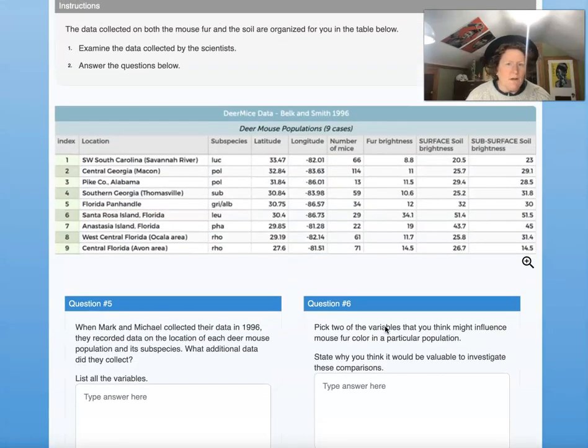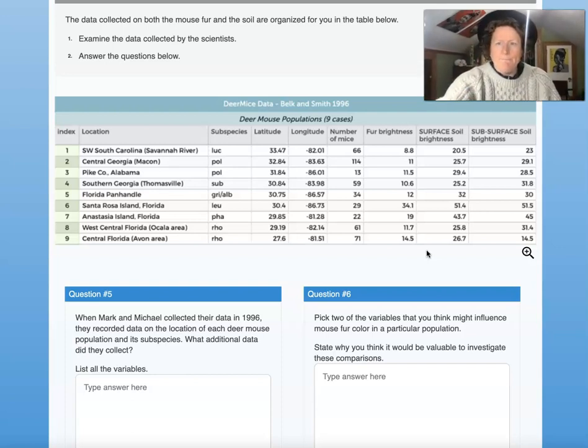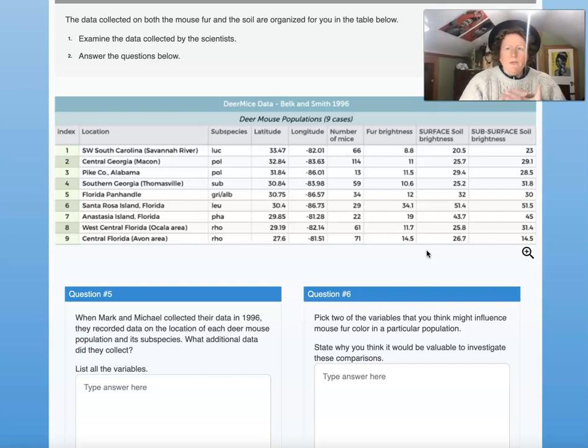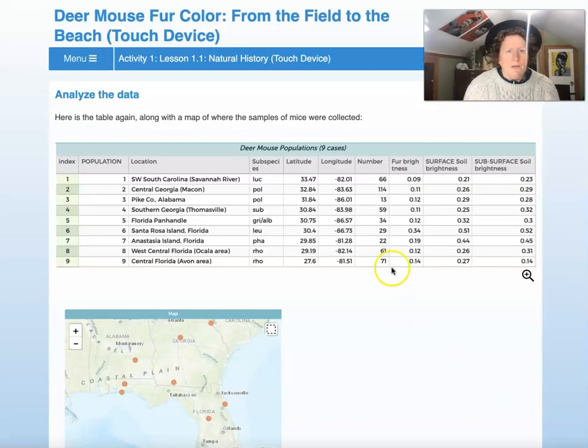So we ended up talking about some of the data that was collected for this study, and you were supposed to list all of the variables and then pick two that you thought might be related. For example, as one variable increased, the other decreased, or as one variable increased, the other increased as well. They had some sort of predictable relationship between them. So now we get to look at and analyze the data a little bit further.